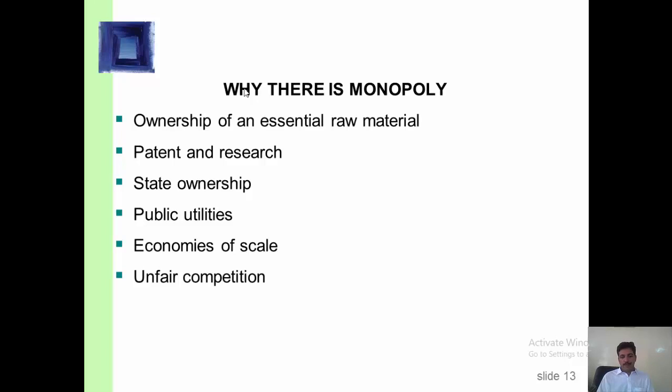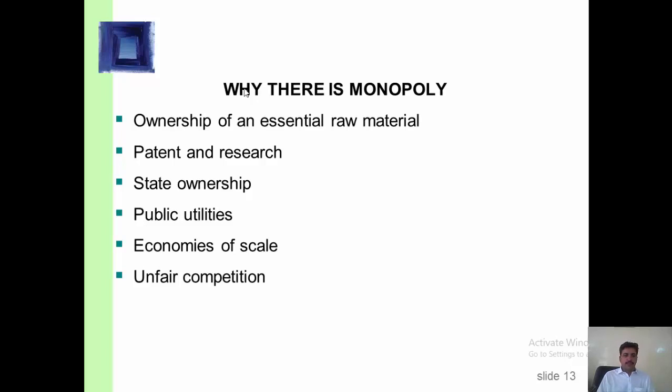Patent and research. In large organizations, especially multinationals, there are research wings. They carry out research continuously. So if they are able to develop a research product, they have the monopoly over this product for a certain period of time. They will have no competition and they will be the monopolist.